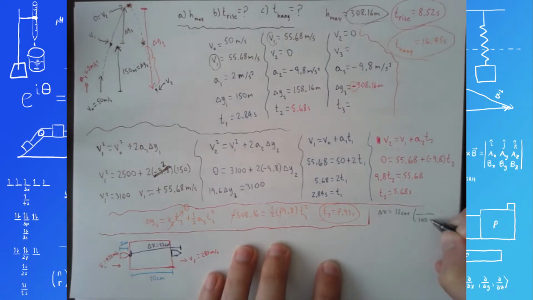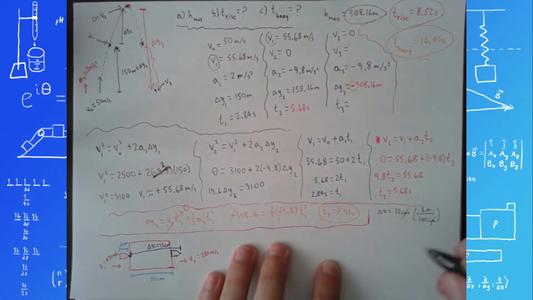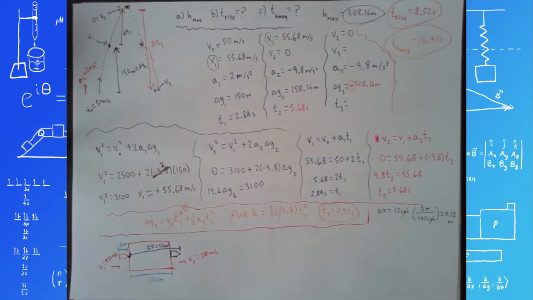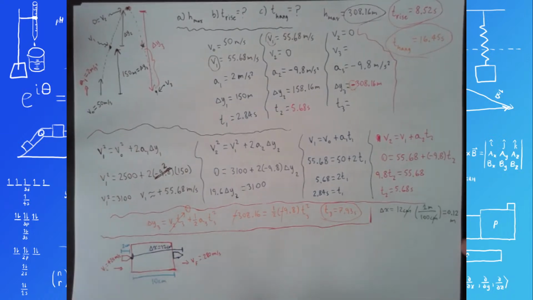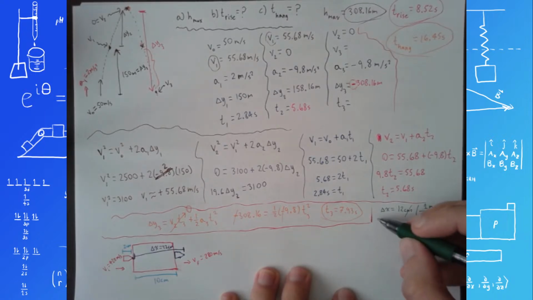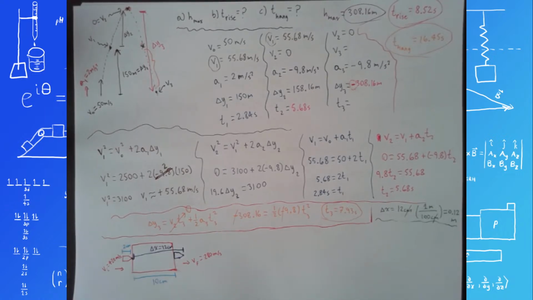Every 100 centimeters is equal to 1 meter. Centimeters cancel with centimeters there, and 12 over 100 is just 0.12. So our displacement is 0.12 meters, and we know V initial and V final. So along with delta x, that's 3 pieces of kinematic information. We can calculate the other 2. We can calculate acceleration, and we can calculate time.